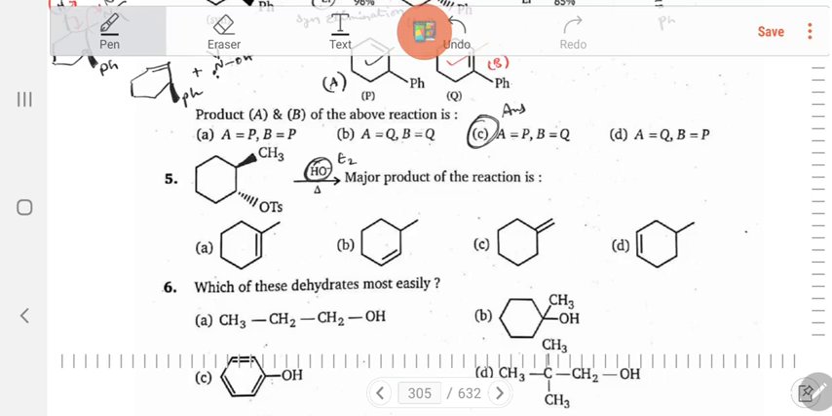Now here for this OTS, this is below the plane, then hydrogen must be above the plane. But over this carbon, the hydrogen here is also below the plane. So therefore this hydrogen does not involve in E2 elimination. The hydrogen which will be involved in E2 elimination will be this one, because here there are two hydrogens. One hydrogen is above the plane, another hydrogen below the plane.